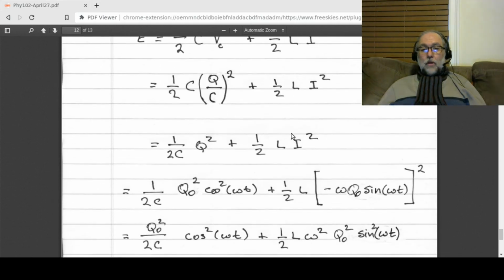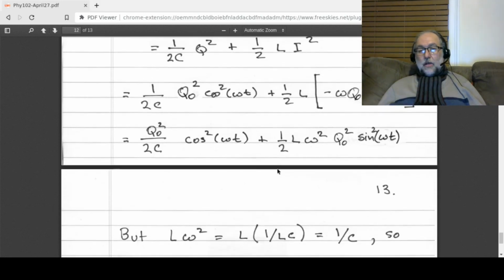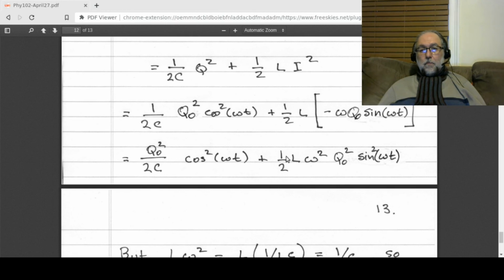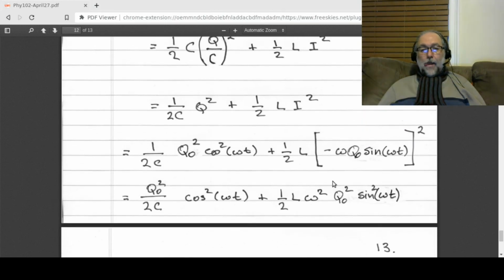for I, in the stuff in the square brackets here, we're going to substitute minus omega Q naught sine omega t. Just distribute the squaring over all the factors in there. The negative sign goes away, and you're going to get 1/2 L. That omega will give you omega squared. That Q naught will give you Q naught squared. Sine omega t will give you sine squared omega t, like that.